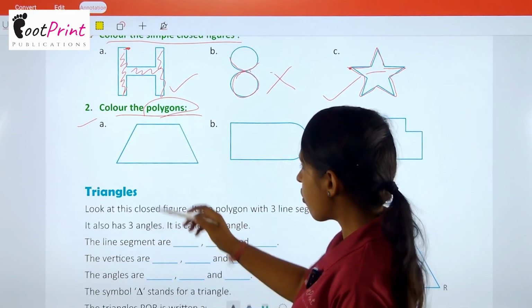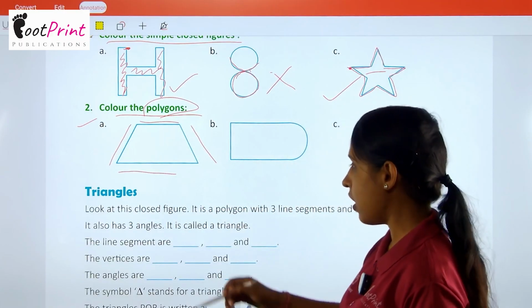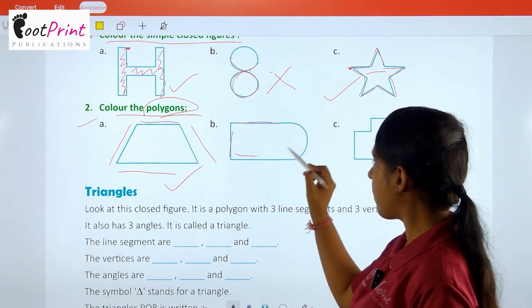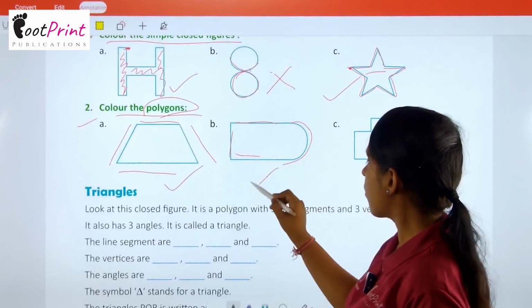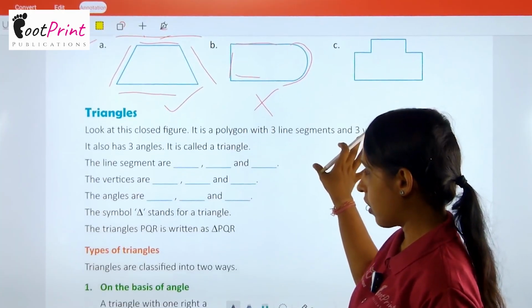Okay, so here we can see there are 4 line segments only, so it is a polygon. In this one, we have sides, but we have a curve also, so it is not a polygon. Just like that, you will solve the other options.